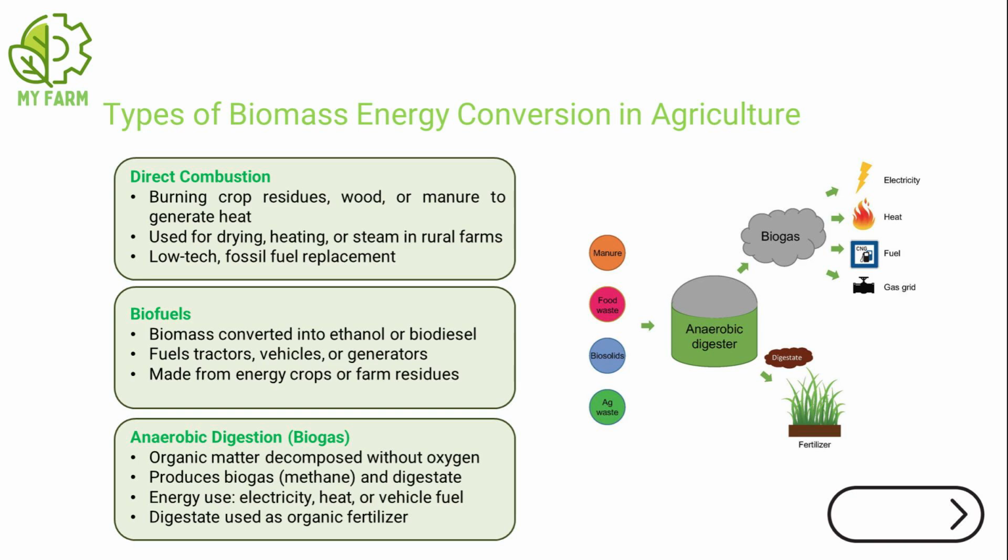Biofuels represent one of the most dynamic and promising branches of biomass energy, a bridge between traditional agriculture and modern renewable energy systems. These fuels are produced by converting organic materials into liquid energy carriers, primarily ethanol and biodiesel. Ethanol is typically made through the fermentation of crops rich in sugars or starches, such as corn, sugarcane, or even crop residues, while biodiesel is produced from vegetable oils, used cooking oil, or animal fats through a process called transesterification.